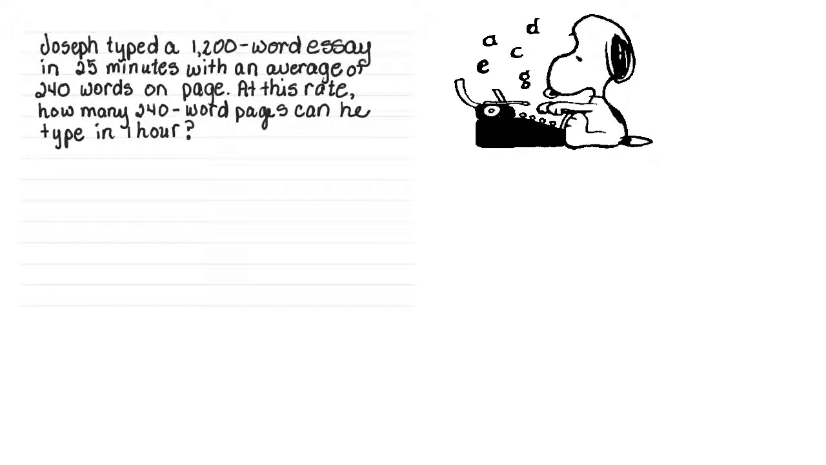So if he can do 1,200, I probably said that wrong earlier, in 25 minutes, and he has 240 words on a page, then what we're going to do is figure out how many pages are happening here, and that's going to equal 5 pages, which happened in the 25 minutes.